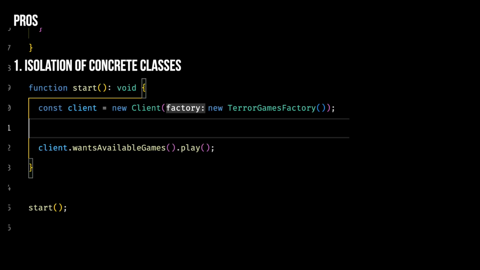So about the pros. First one is isolation of concrete classes. This pattern is particularly useful when the client doesn't know or doesn't need to know exactly what type to create. So the clients will only have access to methods that concern them. In this case, each client will have access to the method play, which is the only one that matters to them.